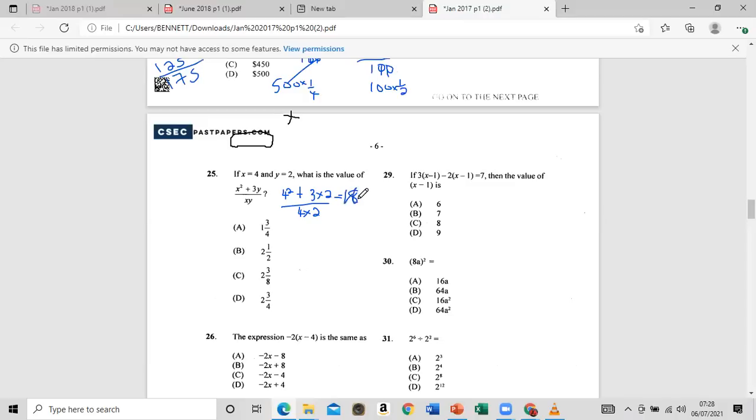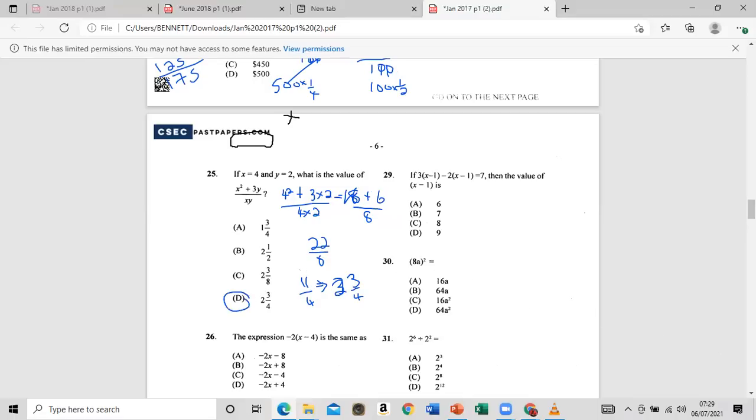4 squared is 16, plus 6, that's 22, over 8. I think we reduce this to 11 over 4. 11 over 4, right? 4 into 11 goes 2 times, I mean, 2 and 3 over 4. So the answer is D.